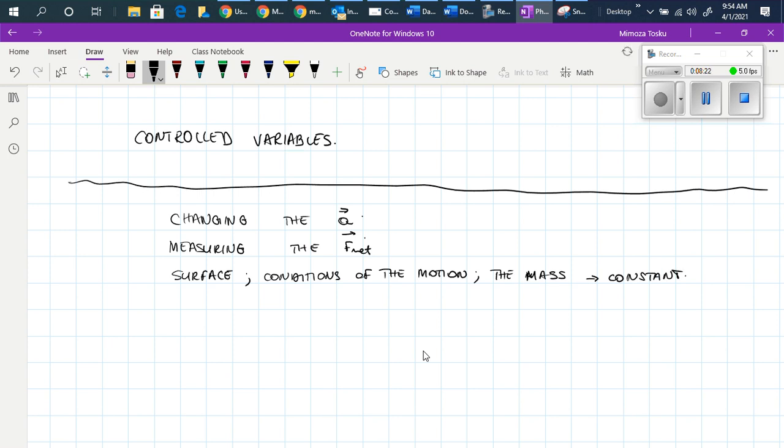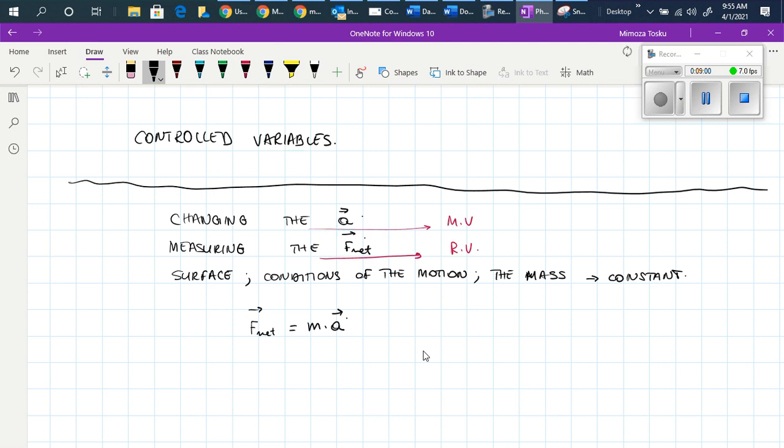So in this context, what you are changing will be the manipulated variable. What you are measuring will be the responding variable. Okay? When you see an experiment, the very first thing you have to think of is what is the formula that gives me a solution to this experiment. In this case, the formula is force net, second law of Newton, equal to mass times acceleration.